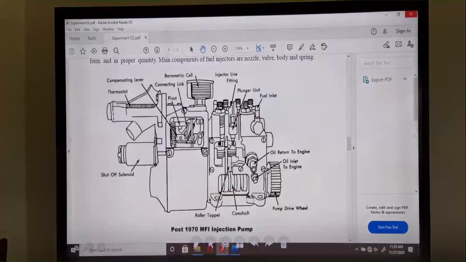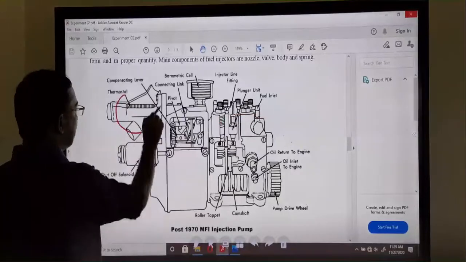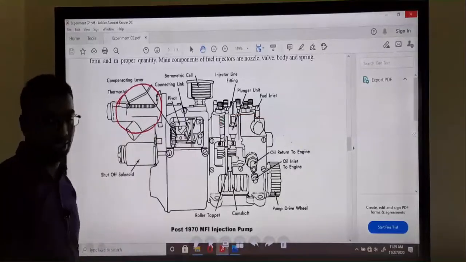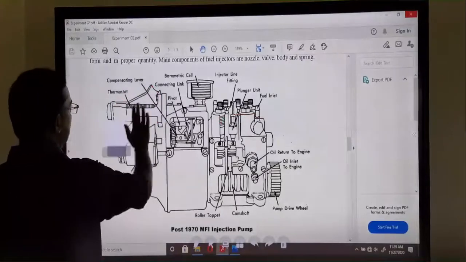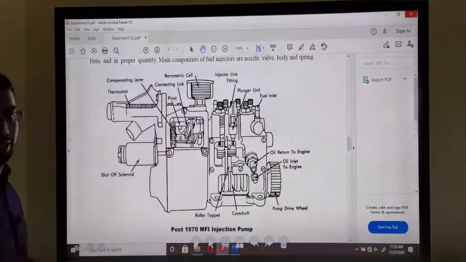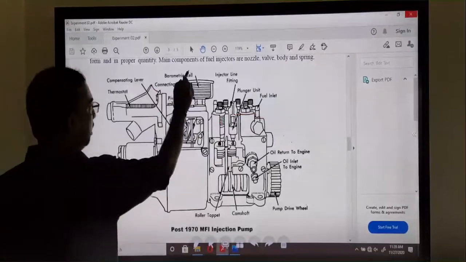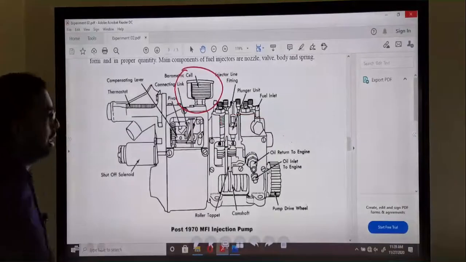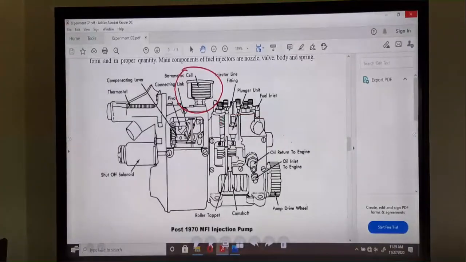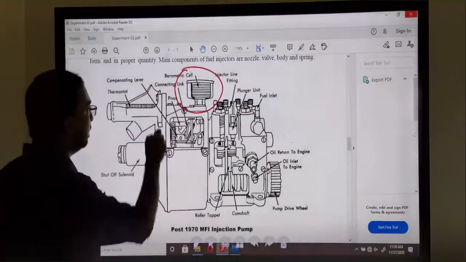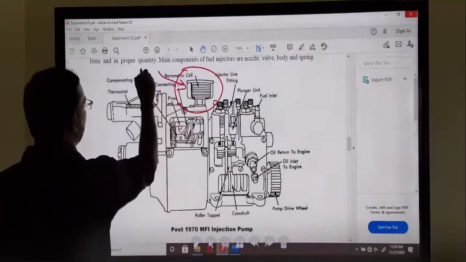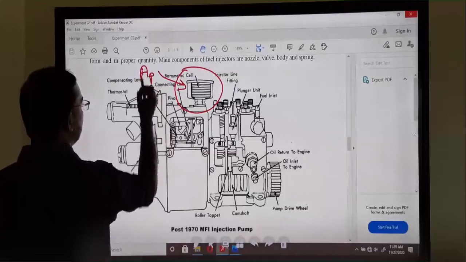Okay. So here the thermostat valve is mostly related to the cooling system. I teach the thermostat in the cooling system experiment. So what is this? This is another thing. This is called a barometric cell. This is connected with this, like a filter. This is connected with the atmospheric pressure.